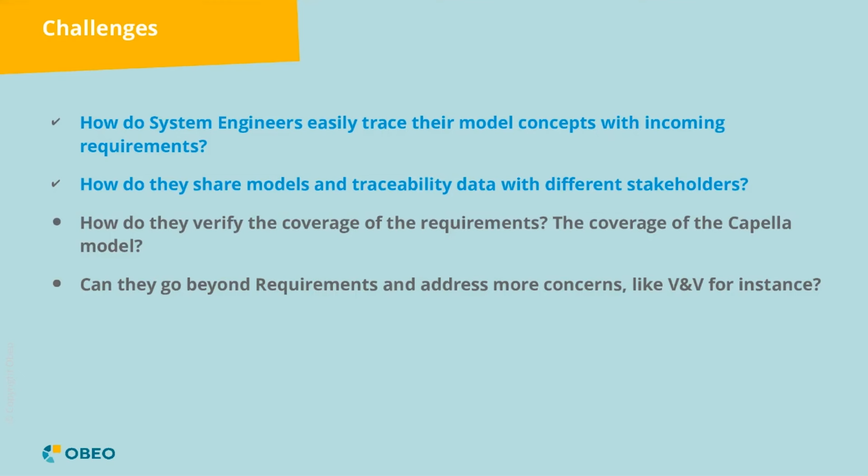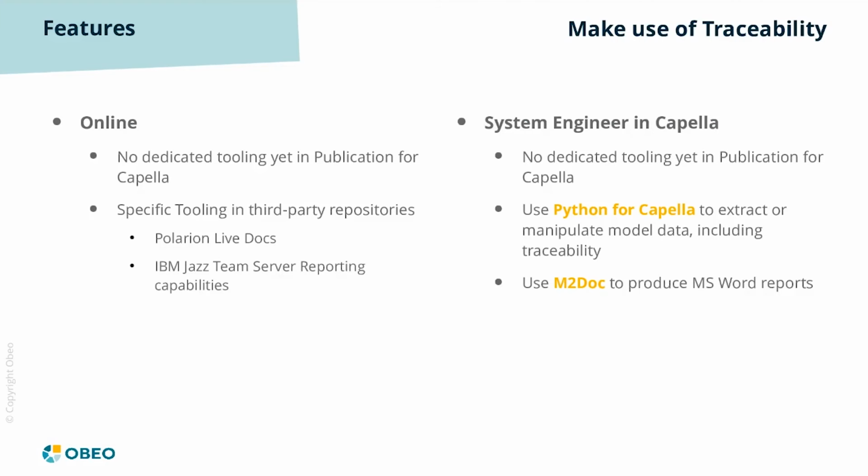So I believe this does cover the first question, the first challenge that I mentioned. How do system engineers easily trace their model concepts with requirements? As I mentioned, drag and drop is very nice to use, and it's been very well received by our users when we have introduced it in the tool. Okay, let's continue. We want to make use of that traceability.